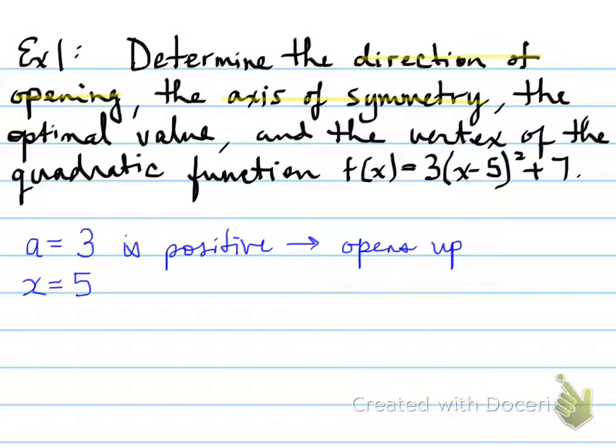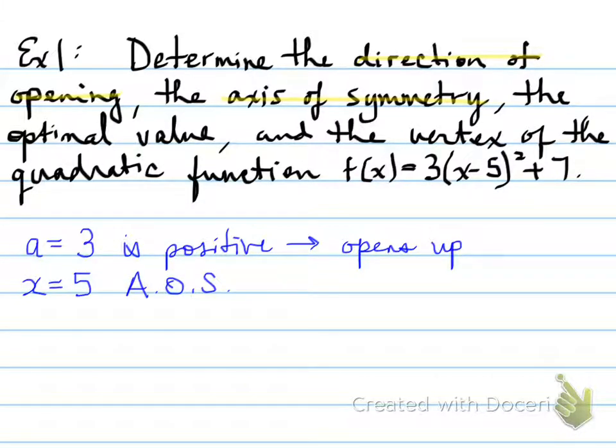Now, in here is the axis of symmetry. x equals the opposite of the number that's in the brackets. x equals 5. Well, that is our axis of symmetry.